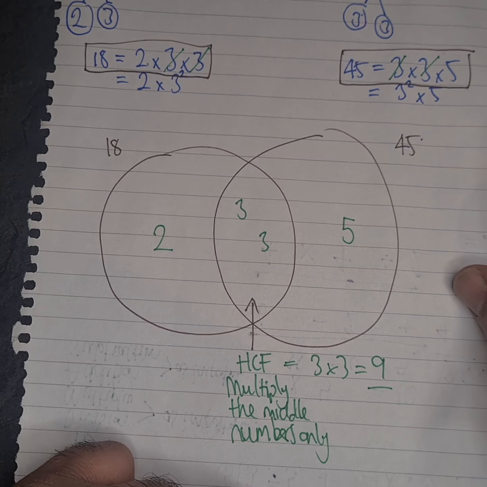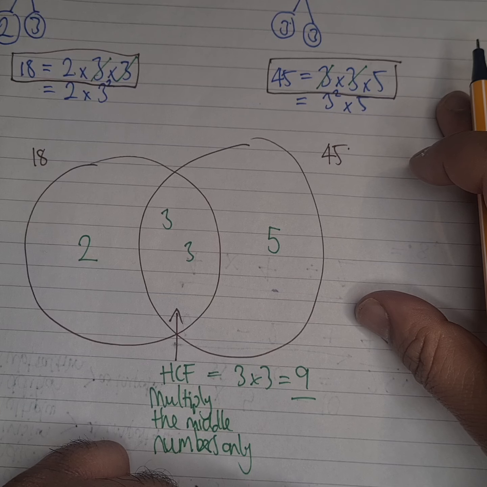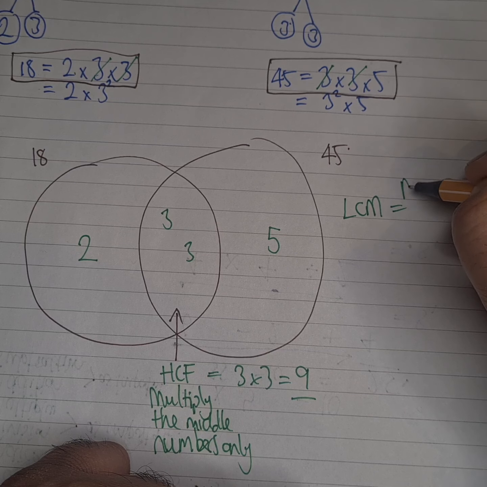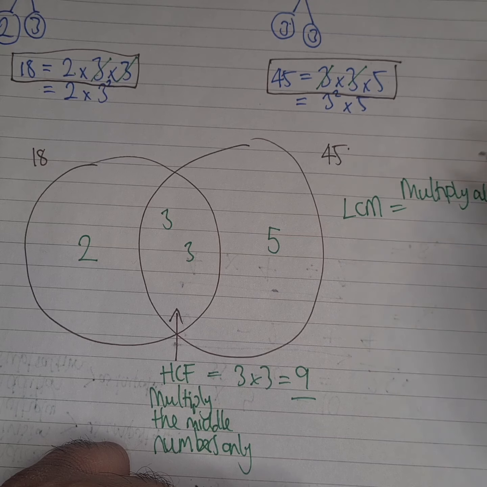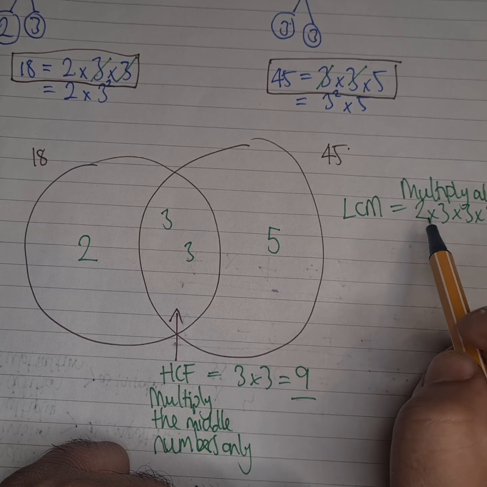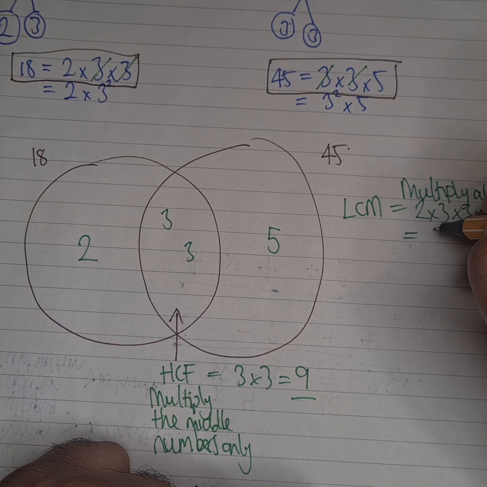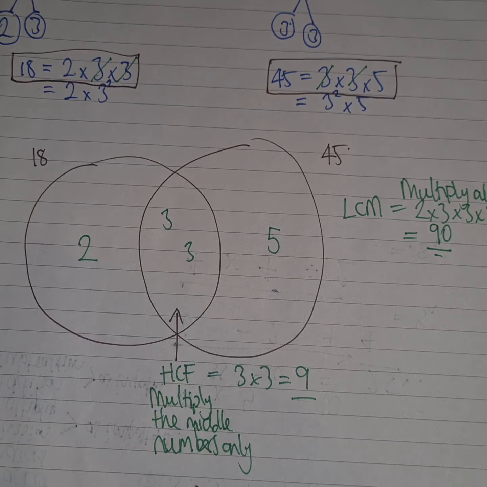Over here, what I'll do is, let me move the page a bit this way. This will be our lowest common multiple, where you multiply all. Multiply all. So what have you got? You've got 2 times 3 times 3 times 5. Well, 2 times 3 is 6, 6 times 3 is 18, and 18 times 5 is 90. There we go. You might have beaten me to it. But this is how we do this question. Okay, well done.